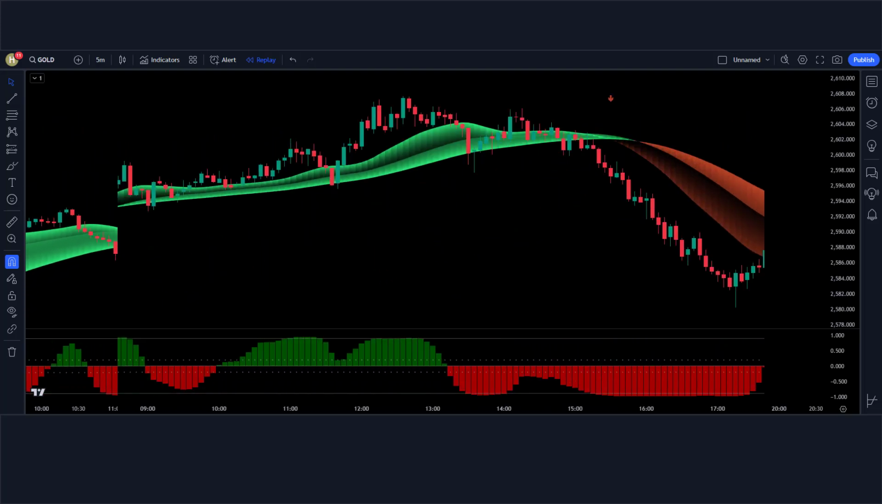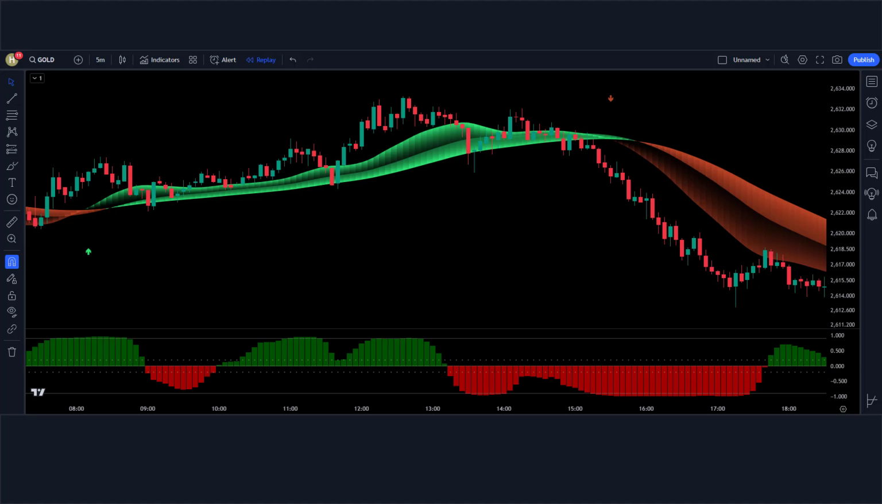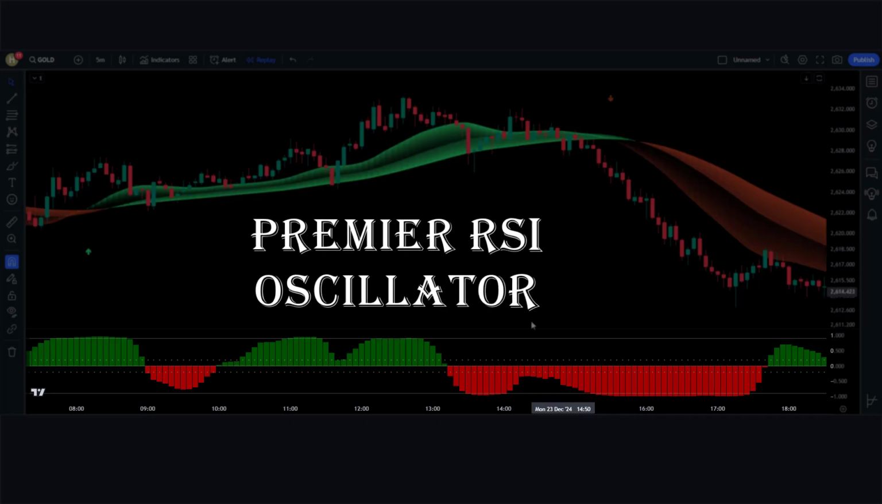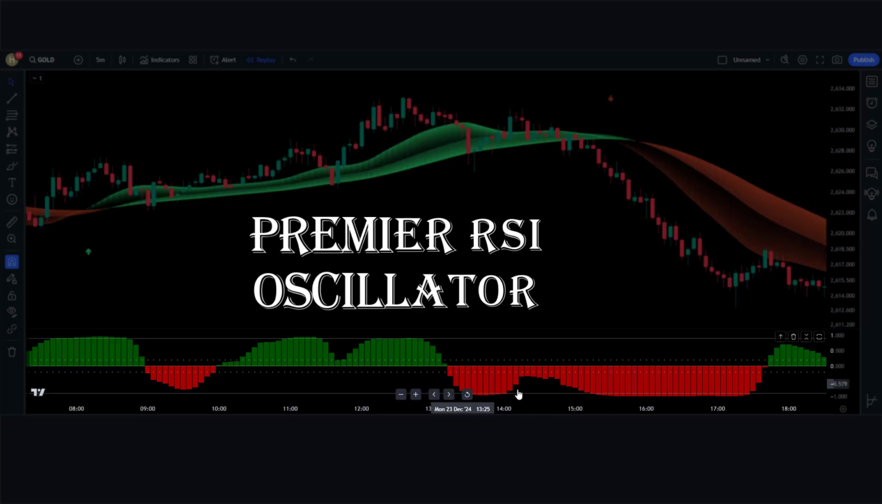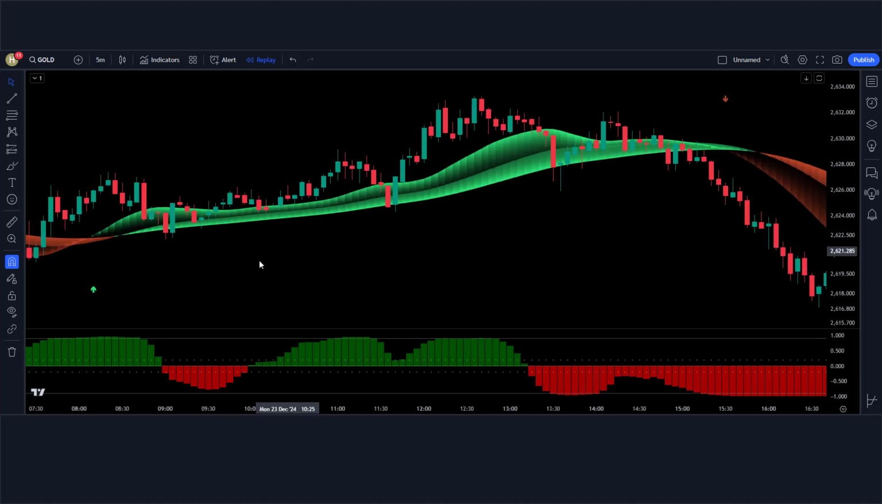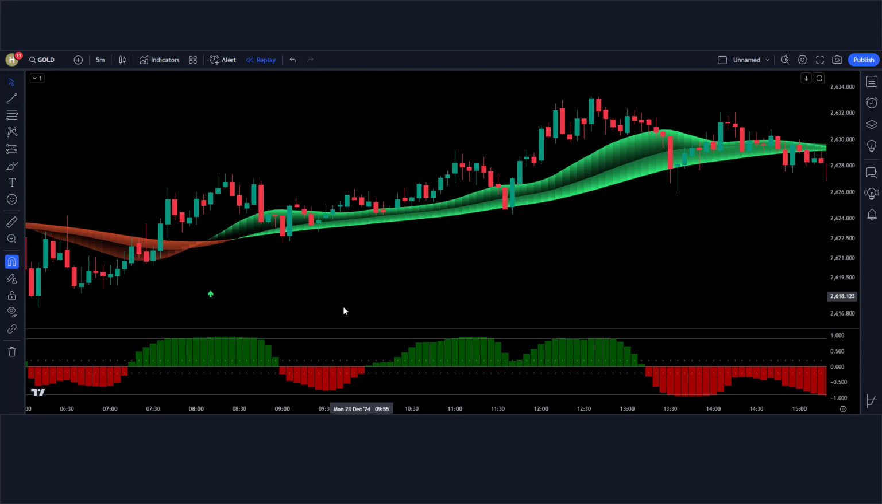Let's get started on this journey to trading success. The buy-sell signal indicator that we see in the chart is called Smooth Cloud. And the bottom indicator that we can see in the chart is called Premier RSI Oscillator. Now let's understand the concept where we will take buy and sell trades based on their conditions.